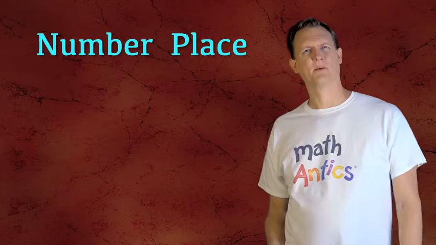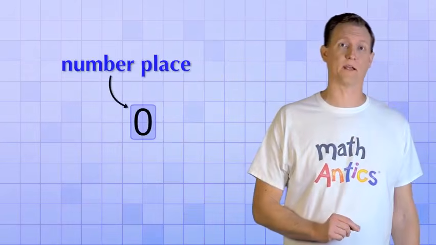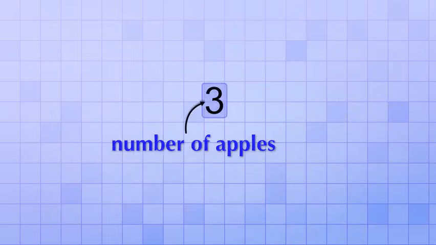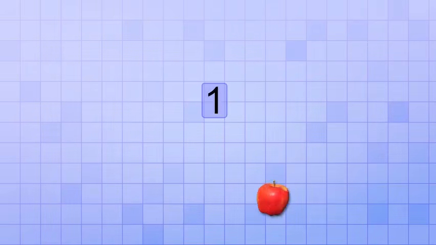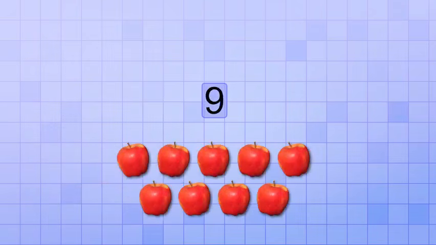We're going to use something called a number place to count. The best way to understand a number place is to imagine that it's like a small box that's only big enough to hold one digit at a time. As we count, we'll change the digit that's in the number place to match how many apples we've picked. For example, if we start with no apples at all, we put the digit 0 in the number place, because 0 means none. But then, as the apples start coming in from the orchard, we begin to count. 1, 2, 3, 4, 5, 6, 7, 8, and 9.